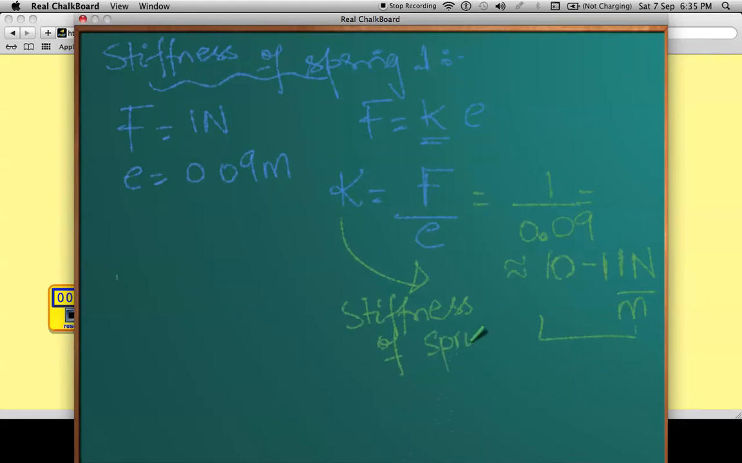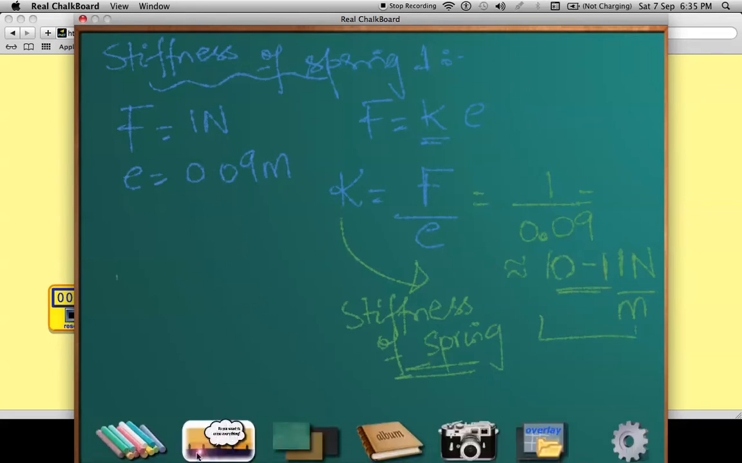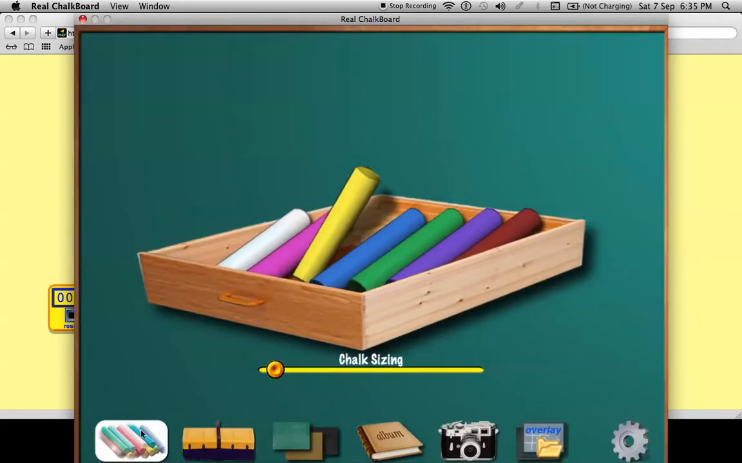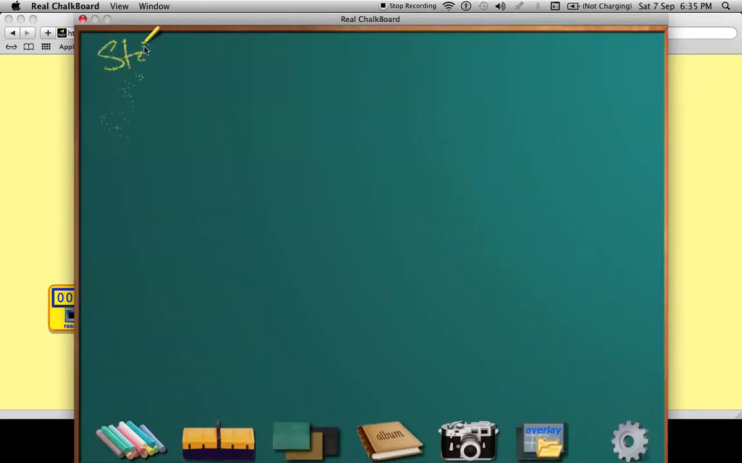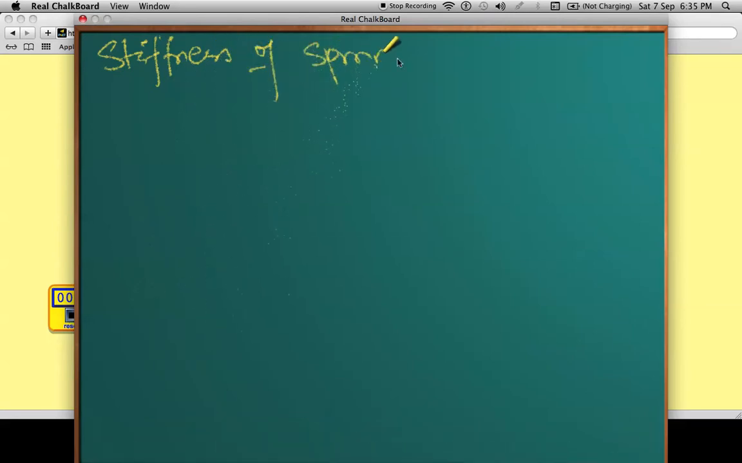This stiffness will remain constant no matter what mass I attach. Once you have calculated this value, it will remain constant, and you can calculate it easily. Now let's find out the stiffness of spring 2, and also the stiffness of spring 3.